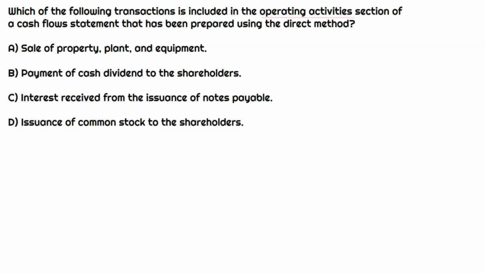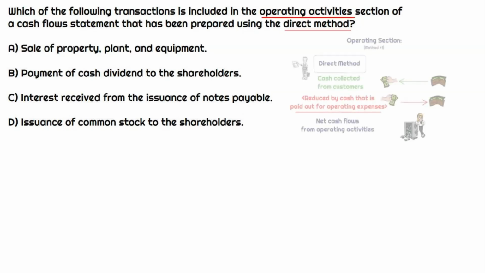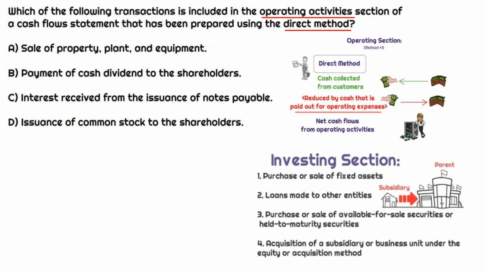So in this question, we're focused on the operating section, and this is being prepared under the direct method. So let's go through and see which activity here would be recorded in the operating section. So how about the sale of property, plant, and equipment? Well, whether we're selling or buying property, plant, and equipment, that is going in the investing section and not the operating section, so that's incorrect.